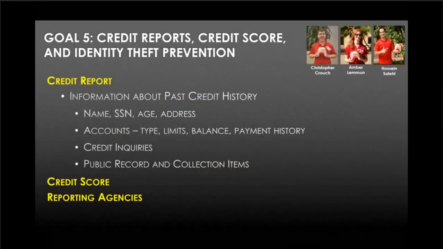All right, so let's start with the first goal. Goal 5, credit reports and credit scores, and the difference between these two. The credit report is a report that includes your personal information, such as your name, social security number, age, and address. It also shows what types of accounts you have, how many credit cards you have, if you have a loan, what your balance is, and what your balance is on each credit card. It also shows your payment history for each of those accounts, all right?